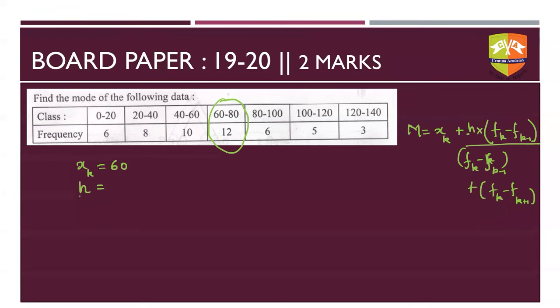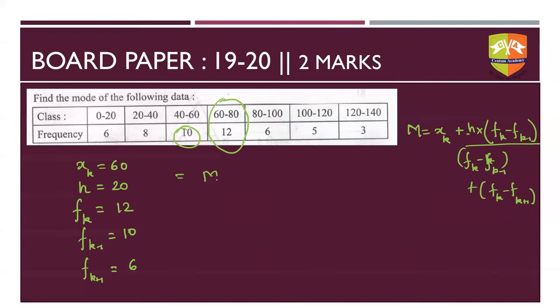So h is the class size, 20. fk, the frequency of the modal class, 12. fk minus 1, the frequency of the previous class, 10. fk plus 1, 6. Write all of them. Done. Now the formula.